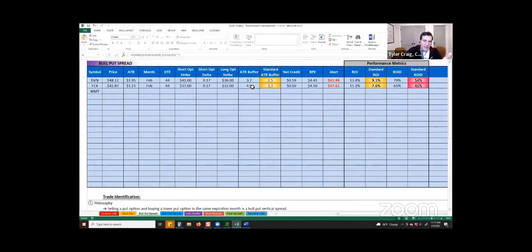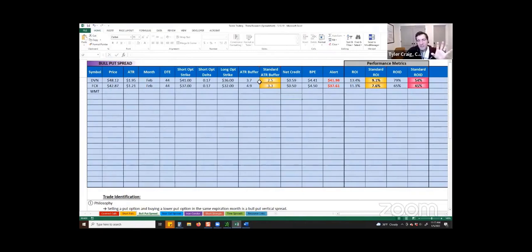FCX at 4.9 ATR, 11%. You know, if it gave me the same ROI, but another ATR away, it'd be a slam dunk. I take FCX over DVN because I'm getting a bigger buffer, right? As is, you give up about 2%.